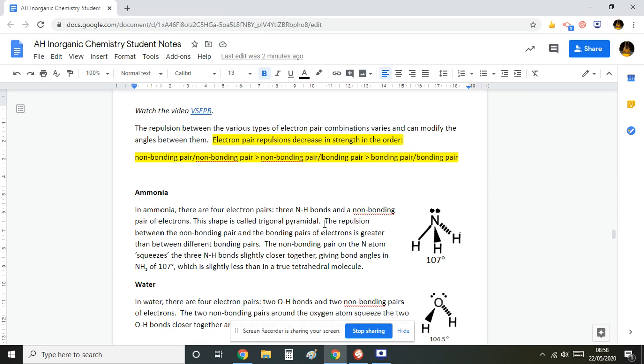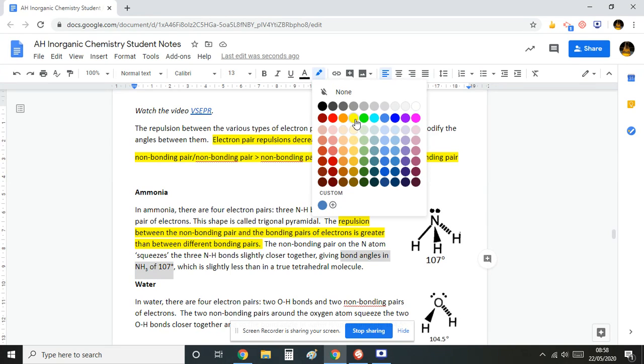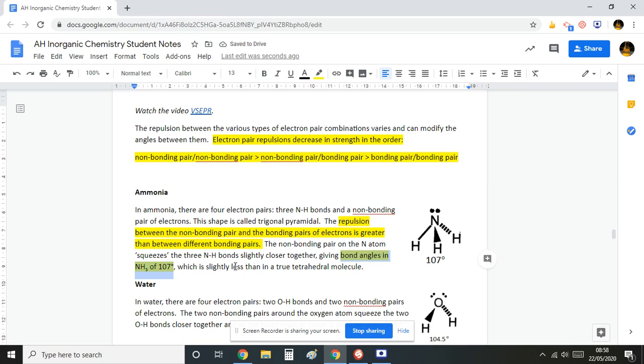So the repulsion between the non-bonding pair and the bonding pairs is greater than between the different bonding pairs. What happens is that the non-bonding pair on the nitrogen pushes those 3 nitrogen to hydrogen bonds slightly closer together, and so we get a bond angle in ammonia of about 107 degrees, which is slightly less than what you would get in a true tetrahedral molecule like methane, for example. The bond angle would be 109.5. So that's the story with ammonia, which has 1 non-bonding pair.